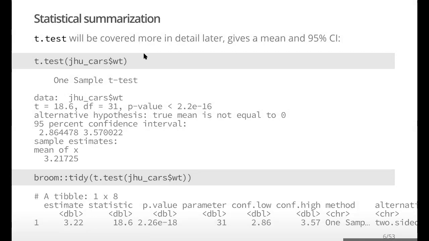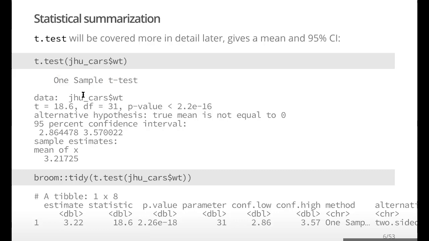So t.test, we will be covering more in the statistics lecture, but t.test is also a very quick and dirty way to give you an estimate of the mean, also with a confidence interval. So let's say I want the mean, but I also want a confidence interval around it. You say t.test, and again, we're going to pass in this vector.